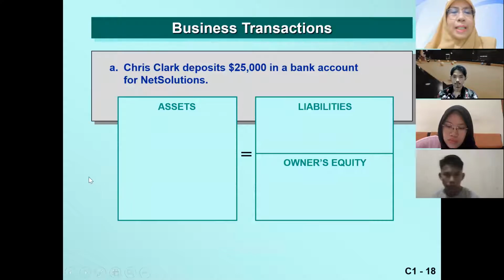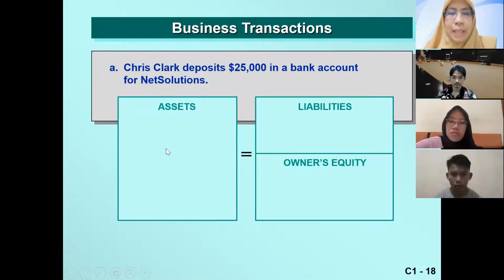Okay, so let us see an example of the transactions that should be recorded. As we see in here, number one, Chris Clark deposits $25,000 in a bank account for Net Solutions. So in here, Chris Clark starts her business called Net Solutions. And for the first step, she deposited her money into the company, 25,000.